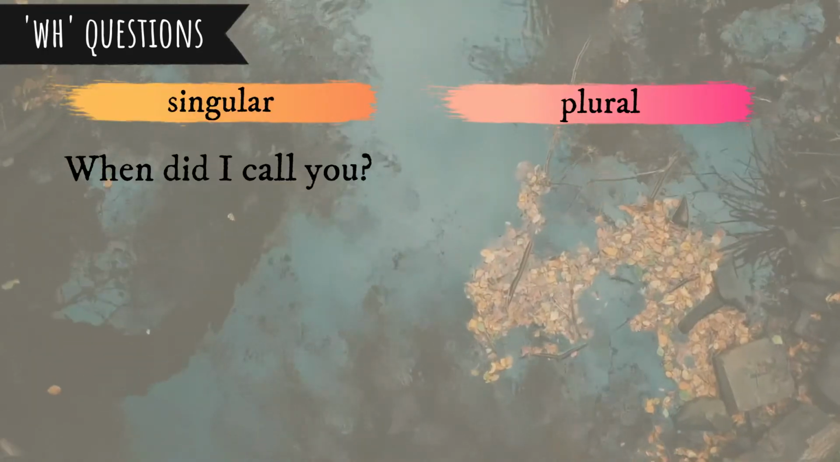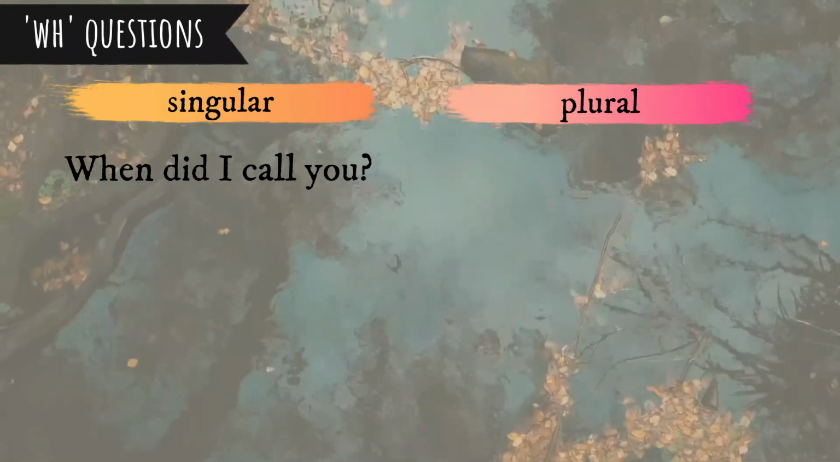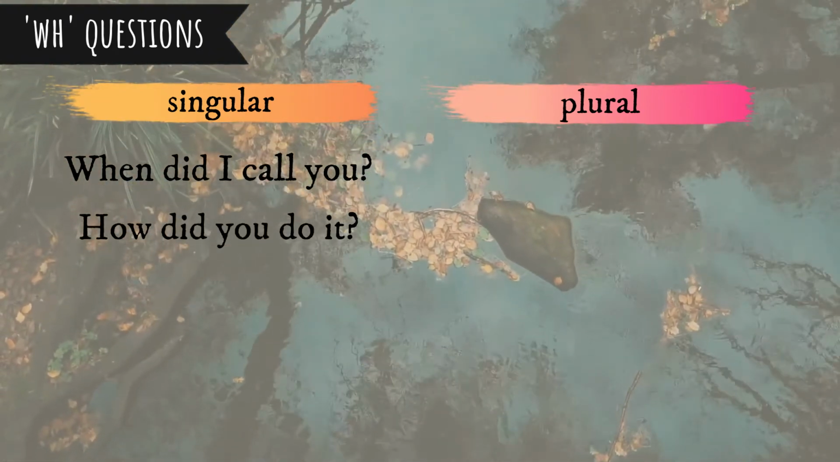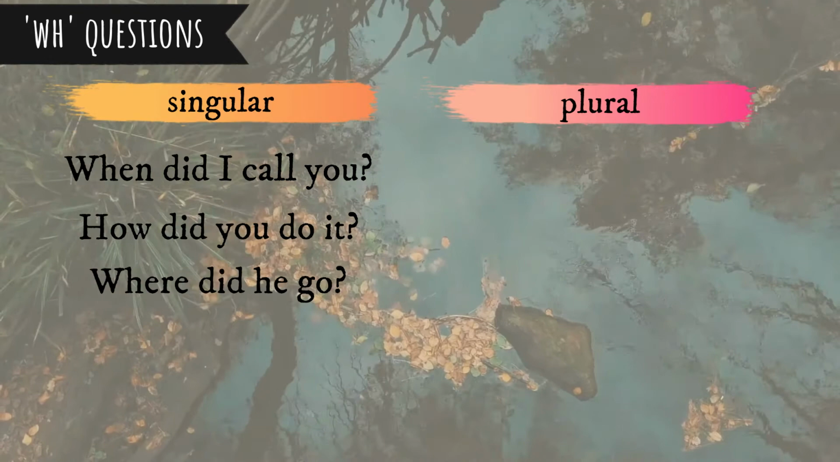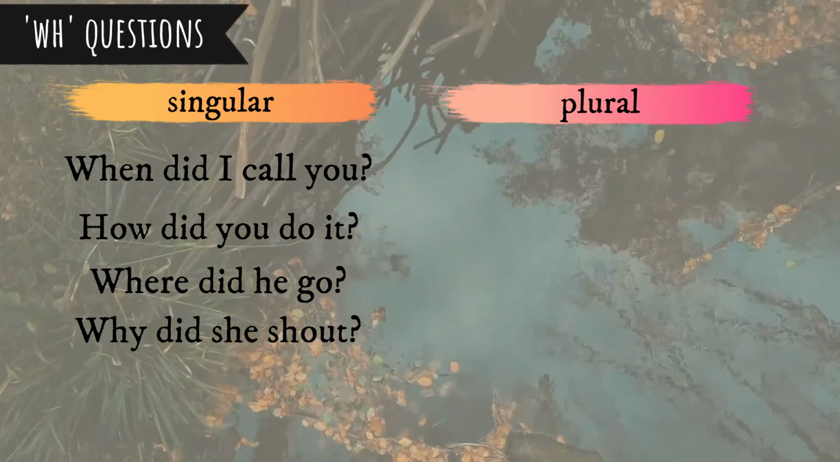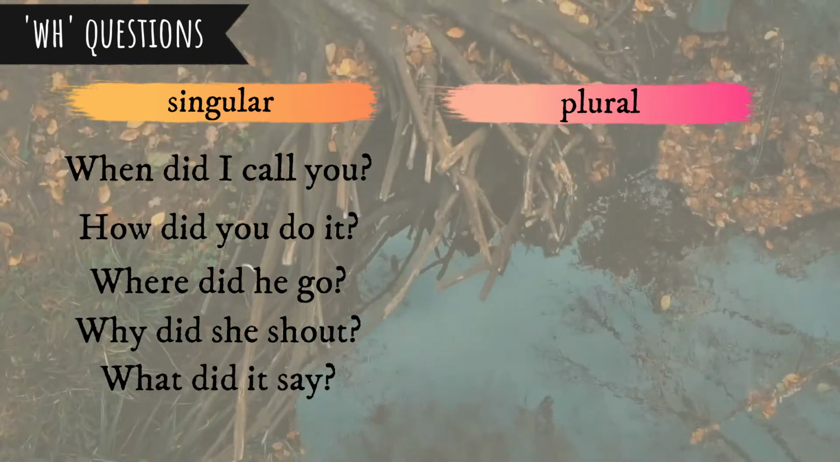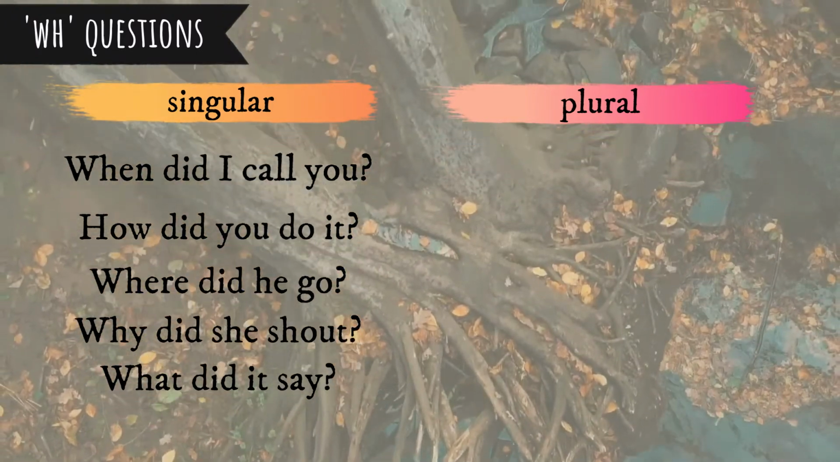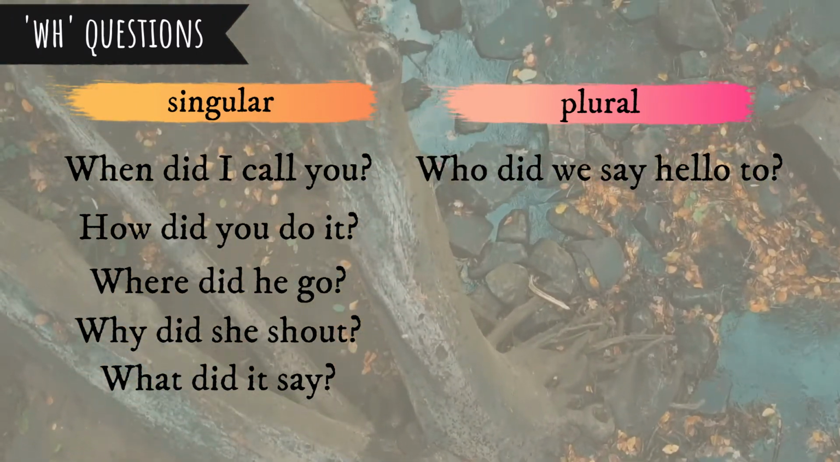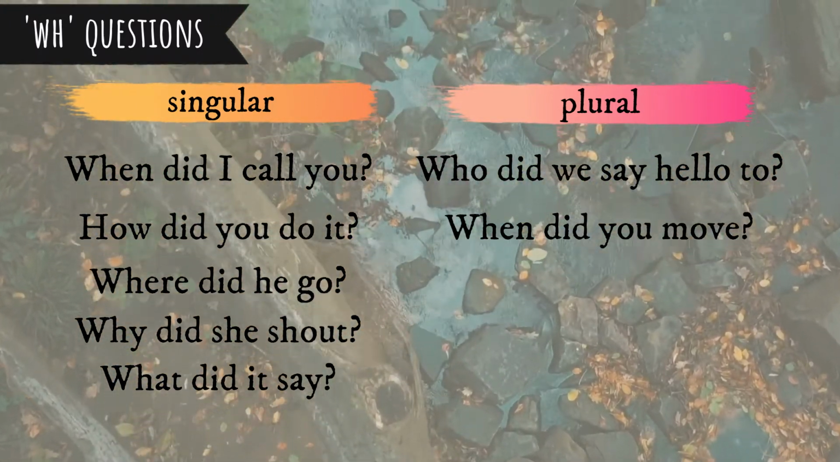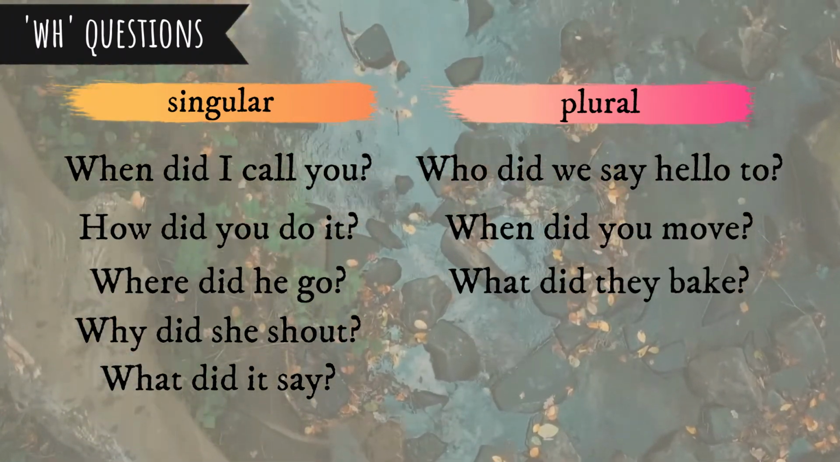And to make WH questions, we start questions with question words, such as what, when, or how. When did I call you? How did you do it? Where did he go? Why did she shout? What did it say? Who did we say hello to? When did you move? What did they bake?